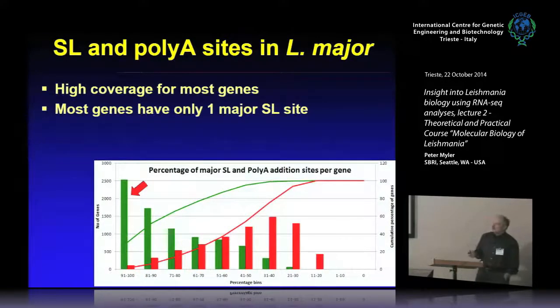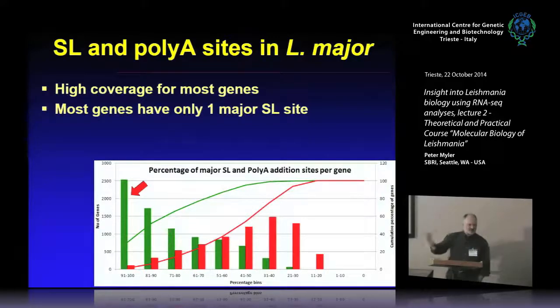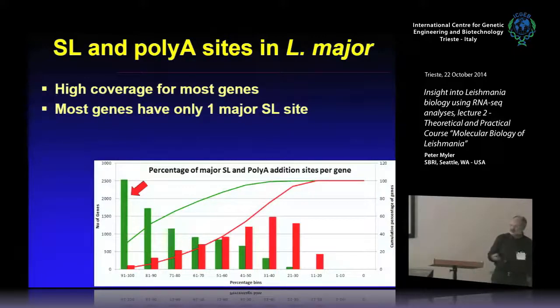Most genes have only one major splice leader site. This is a difficult chart to interpret. On this axis, we're mapping the percentage of the reads that mapped to the major splice leader site. Most genes actually had more than one splice leader site, but for most genes, one of those sites predominated. In fact, for more than a quarter of all of the genes, more than 90% of the reads mapped to a single splice leader site.